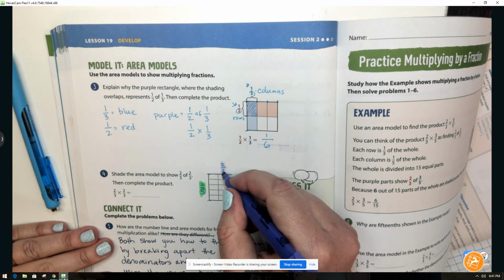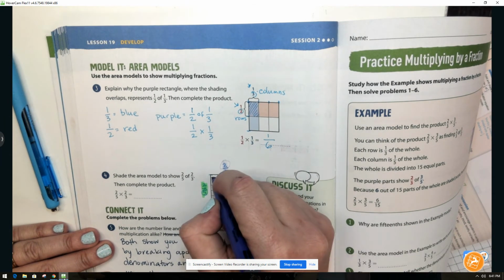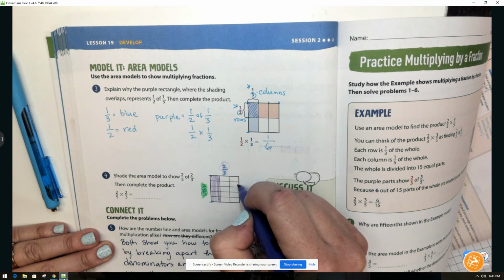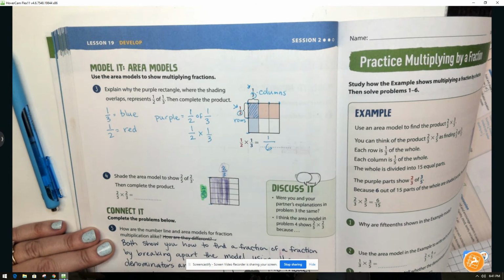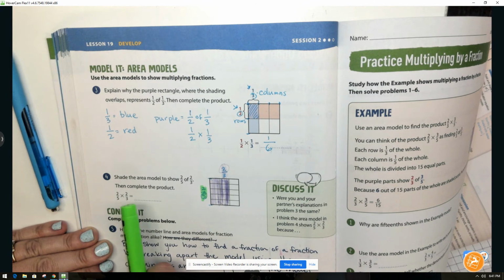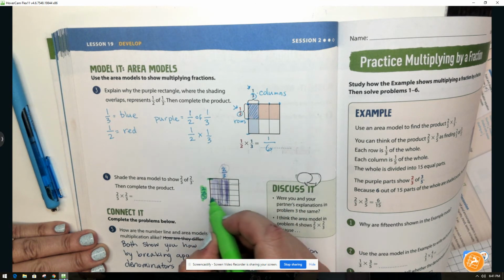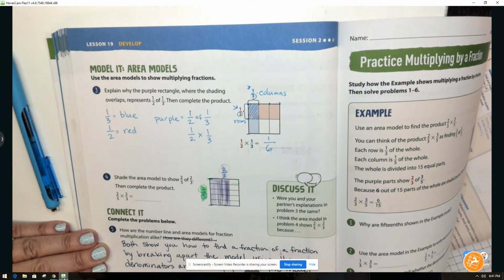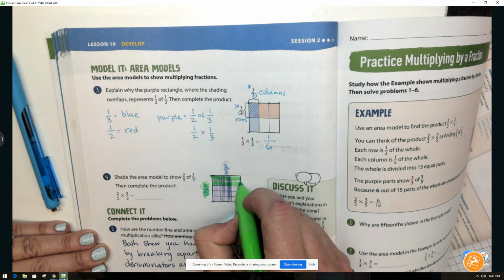So we have 3 columns all together. We're going to shade in 2 of those columns because our numerator is 2. So there is 1/3 of this whole area. Here is 2/3 of this whole area. So now I've shaded in 2/3. Now I'm going to shade in my 2/5. So I have, this is already broken into 1, 2, 3, 4, 5 rows. And then my numerator is how many rows I'm going to shade in. So I'm going to shade in 1, 2 rows.